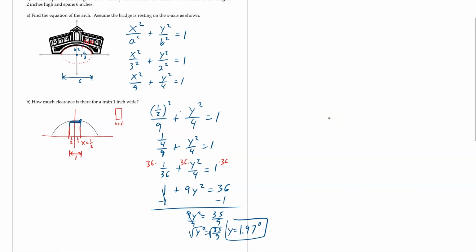So that point on our graph would be 1/2, 1.97. So that is the height of our train here, 1.97 max. At 2 inches, it would hit, it wouldn't go through.